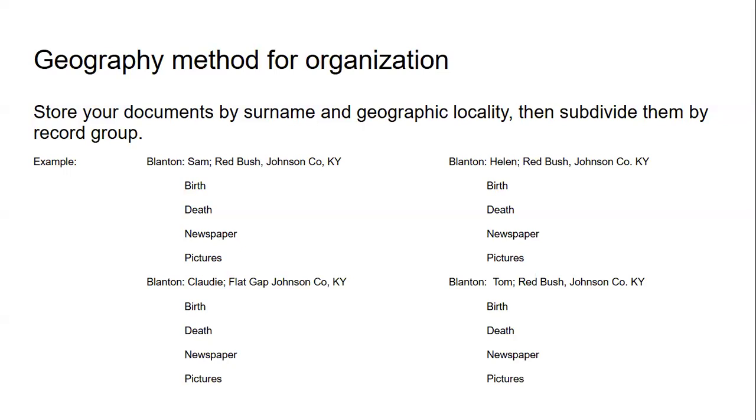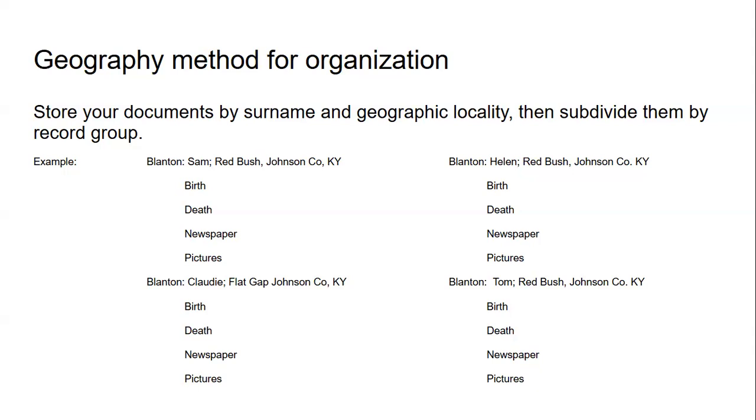So you would have a section in your binder or a big folder, the big blue folder, or a folder in your flash drive for Sam Blanton from Redbush in Johnson County, Kentucky. Inside that folder, you would put birth certificates relating to him and his family, death certificates, newspapers, pictures. And by his family, I mean spouse, children, however you have it divided. I typically do spouse and children.